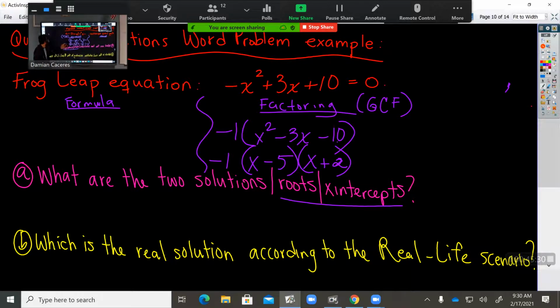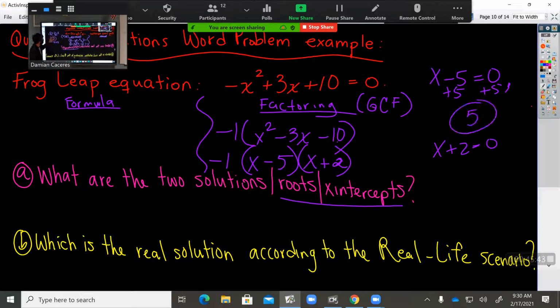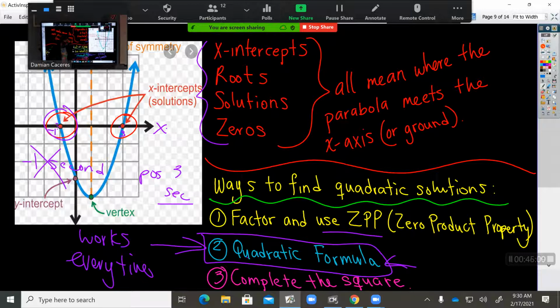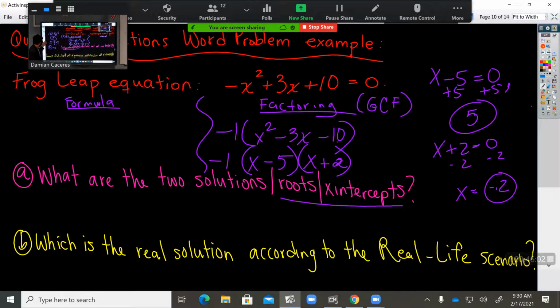Now that we have this, we use a zero product property. X minus 5 equals 0, and x plus 2 equals 0. I solve both. Plus 5 on both sides. That gives me a positive 5 x value. Question? Oh, and there's going to be negative 2. Very good. X equals negative 2, right? Those are my solutions. If we were talking about a graph, they would touch where? On those numbers. Negative 2, positive 5. You with me?